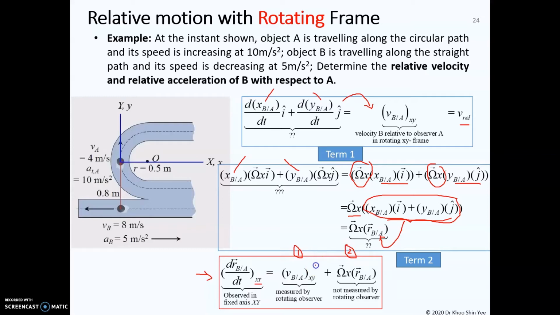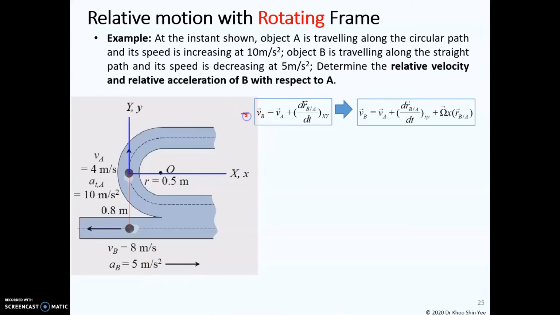It's very important that you understand the V_B/A in the bracket of small letter xy is measured by the rotating observer in A. You have an additional term here which is due to the rotation of the frame. This velocity is not measured by the rotating observer at A here. It can only be measured by the observer in the inertial frame.